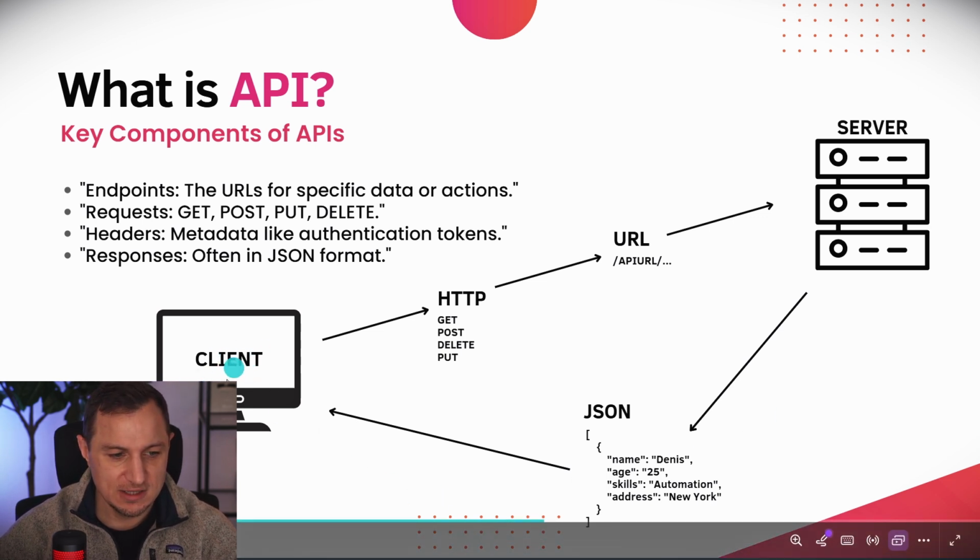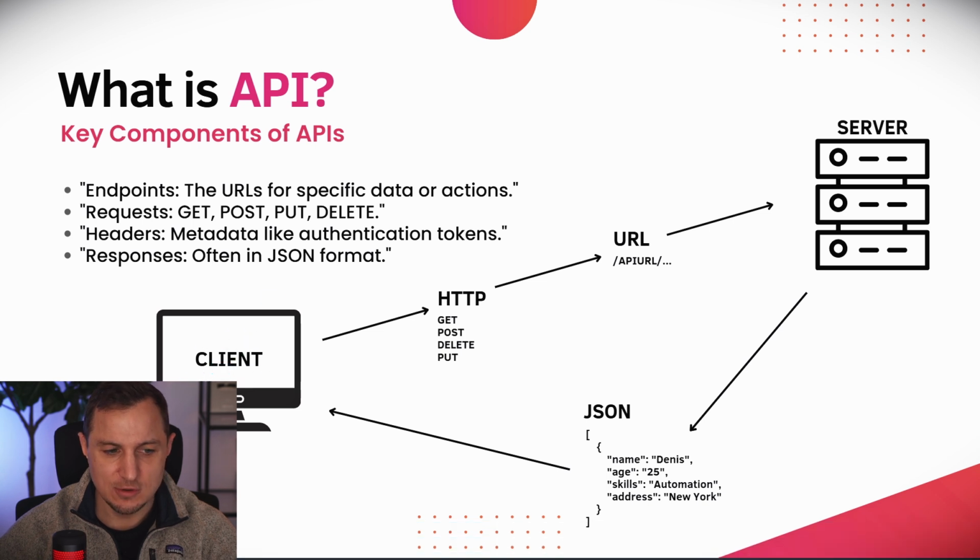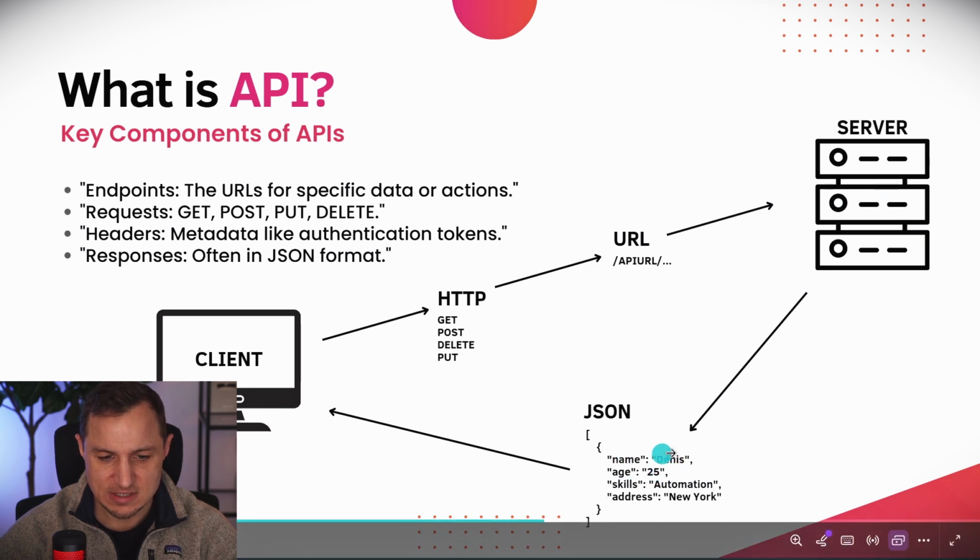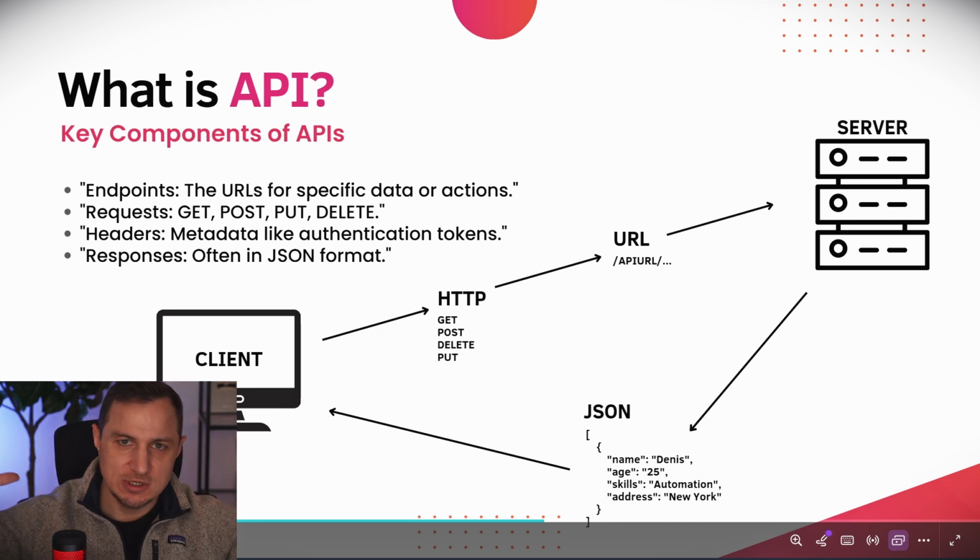So if we look at that, we have the client, for example, our computer or our phone. It sends an HTTP request, which is either GET, POST, DELETE, or PUT with a URL. So here, for example, whatever the URL of the API is, that goes then to the server. The server then understands what needs to be done. For example, get some information about, let's say, Dennis. So get the information, name, age, skills, address, get all of this information from the server. The server then responds with a JSON file that has all of this information and sends it over to the client. So the client then can read this information and visually prepare it so that it looks a little nicer.